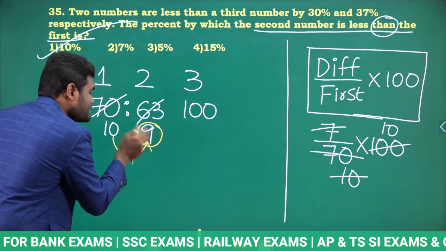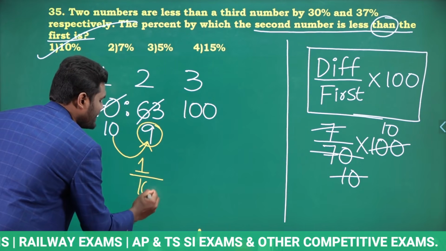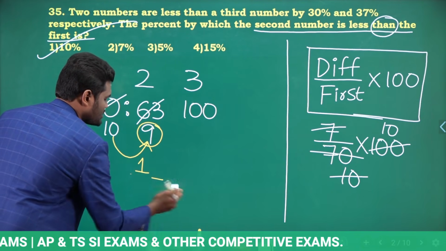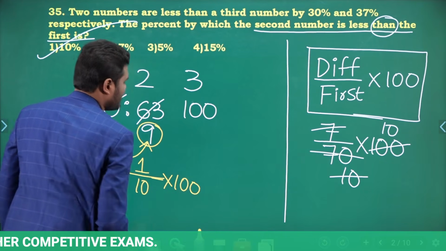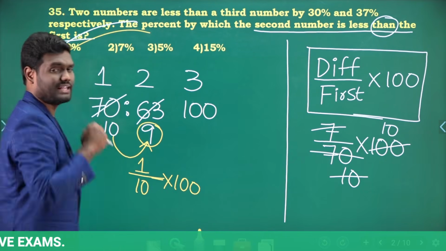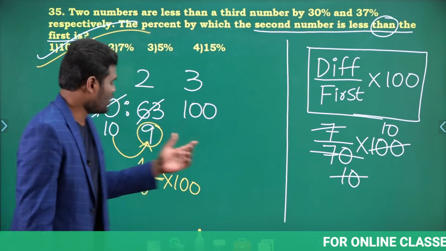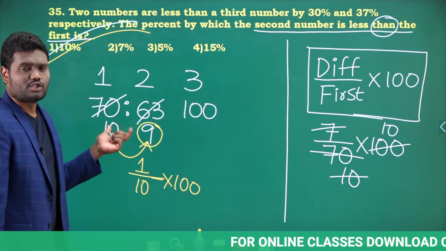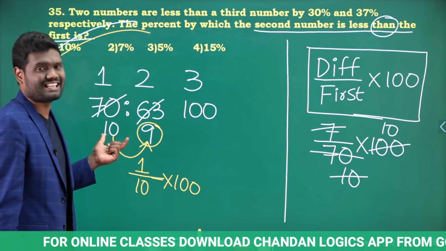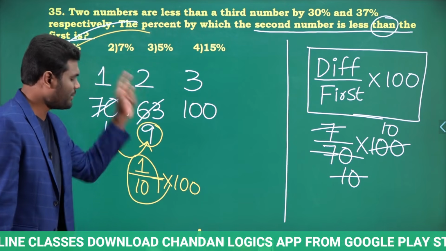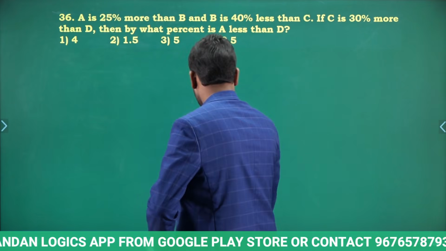So 9 is how much less than 10? 1 less than 10. So divide: 1 by 10 into 100. Yes or no? 1 by 10 into 100. So 1 by 10 is nothing but 10%. So I can simply say the answer is 10%. Either you can calculate using the formula or simply calculate using ratio. If you calculate using ratio, 9 is 1 less than 10, so 1 by 10, and 1 by 10 is nothing but 10%. Okay. Let us look at the next one.